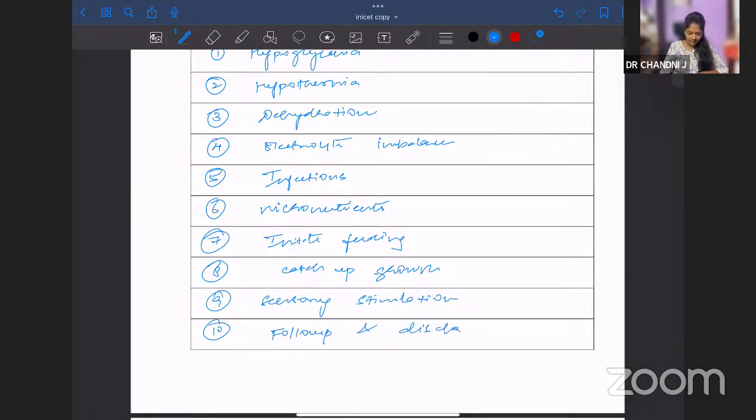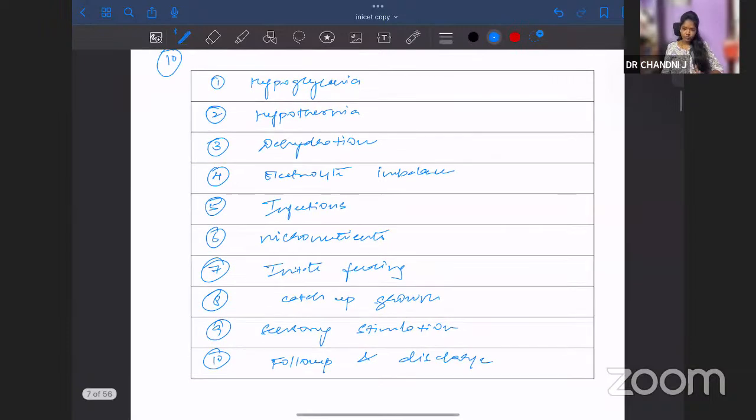So, clear with the 10 steps of SAM? Two hypos, hypoglycemia, hypothermia. Then dehydration correction. Then you give electrolytes. Then treat infections, give micronutrients. Start feeding, then assess for catch-up growth. Then you have to do sensory stimulation and follow-up. That's all. These are the 10 steps included in the treatment of SAM.